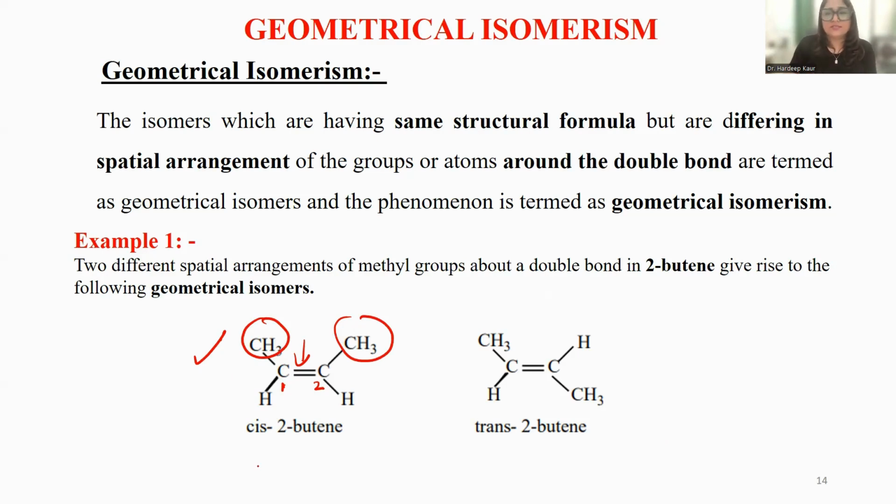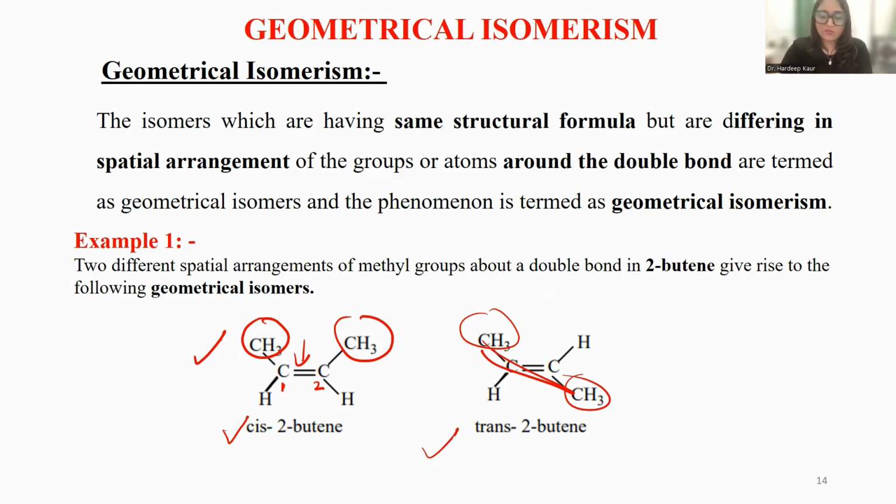If the atoms or groups of atoms are on the same side, we call them cis, and if they are on different sides, like this, diagonal, we say they are trans. So this is cis-butene and that is trans-2-butene. These are what they are basically: geometrical isomers, where the spatial arrangement is different around the double bond.